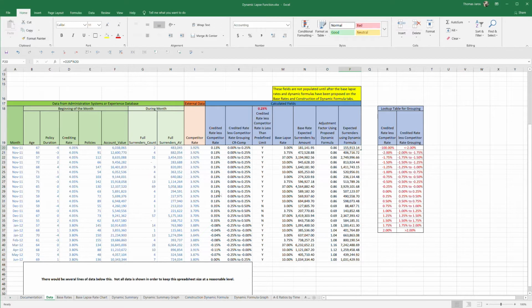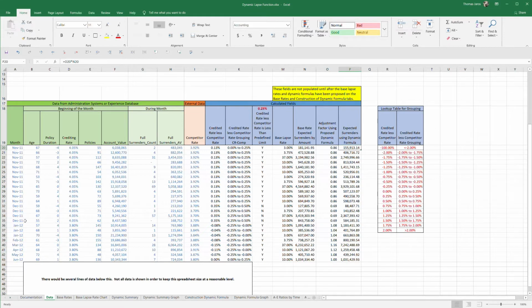Now we're going to start off here with my spreadsheet. It's a spreadsheet that has a lot of tabs on the bottom. We're going to go to the data tab. What we're doing here is pulling in data from an outside source. This might be an administration system, it might be an experience database. You're looking at that data right here.